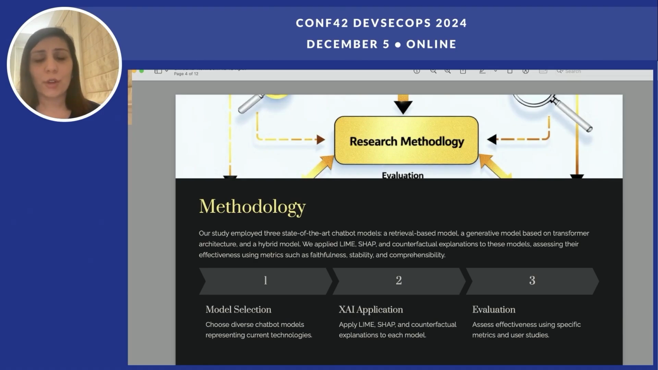In our research, we surveyed around 150 users across different demographics, and we employed three state-of-the-art chatbot models: a retrieval-based model, a generative model based on transformer architecture, and a hybrid model. We applied the three techniques that I just mentioned to these models, assessing their effectiveness using metrics such as faithfulness, stability, as well as comprehensibility. The three stages were: we first did a model selection, then we applied one of the explainable AI methods, and then we evaluated the results.